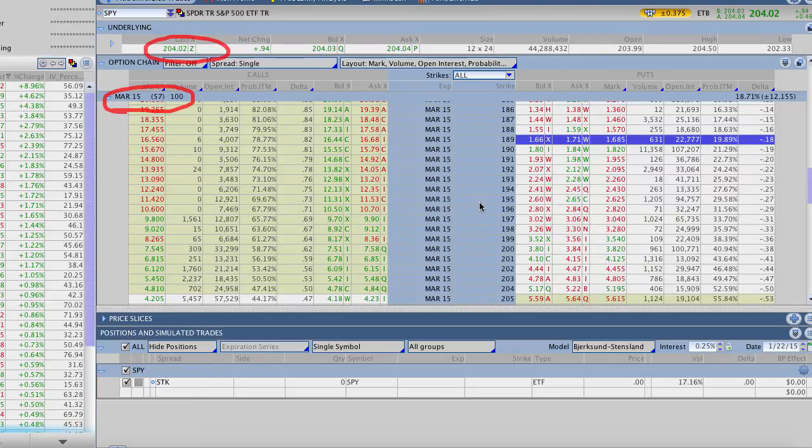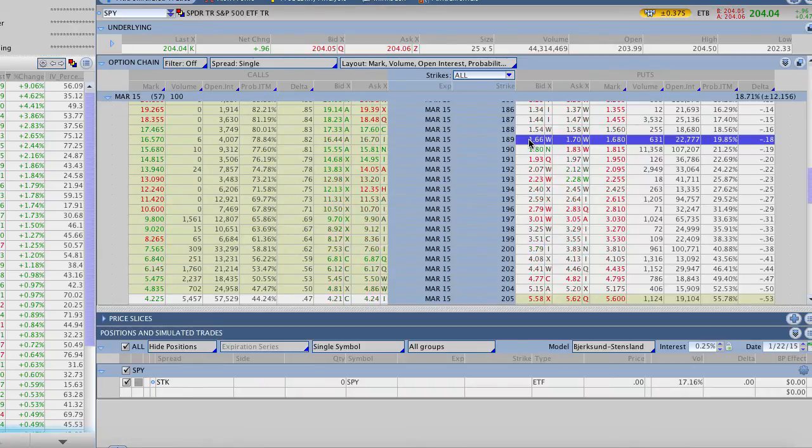We're going to assume here that SPY has really high implied volatility. We've already checked that. What we're going to do first is sell a credit spread below the market at a high probability of success. We're going to start with the 189/188 put credit spread, and that has a probability of being in the money of 19%.